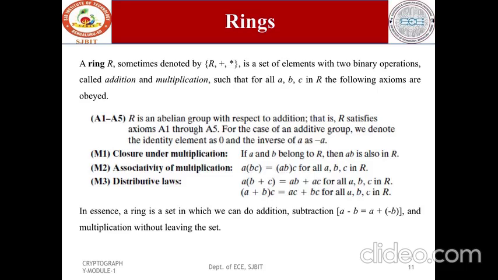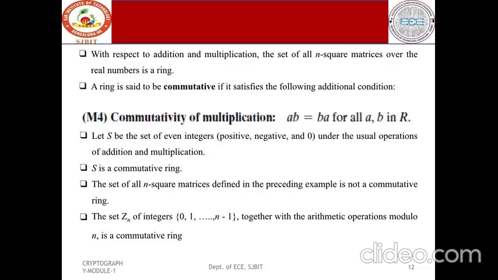The next is rings. A ring is denoted as R, and sometimes it's also denoted by R, plus, into. It's a set of elements with two binary operations called addition and multiplication, such that for all A, B, C in R, the following axioms are obeyed. That is A1 to A5, and M1 to M3 are applicable for multiplication: closure under multiplication, associativity of multiplication, and distributive laws. So a ring is a set in which we can do addition, subtraction, and multiplication without leaving the set.